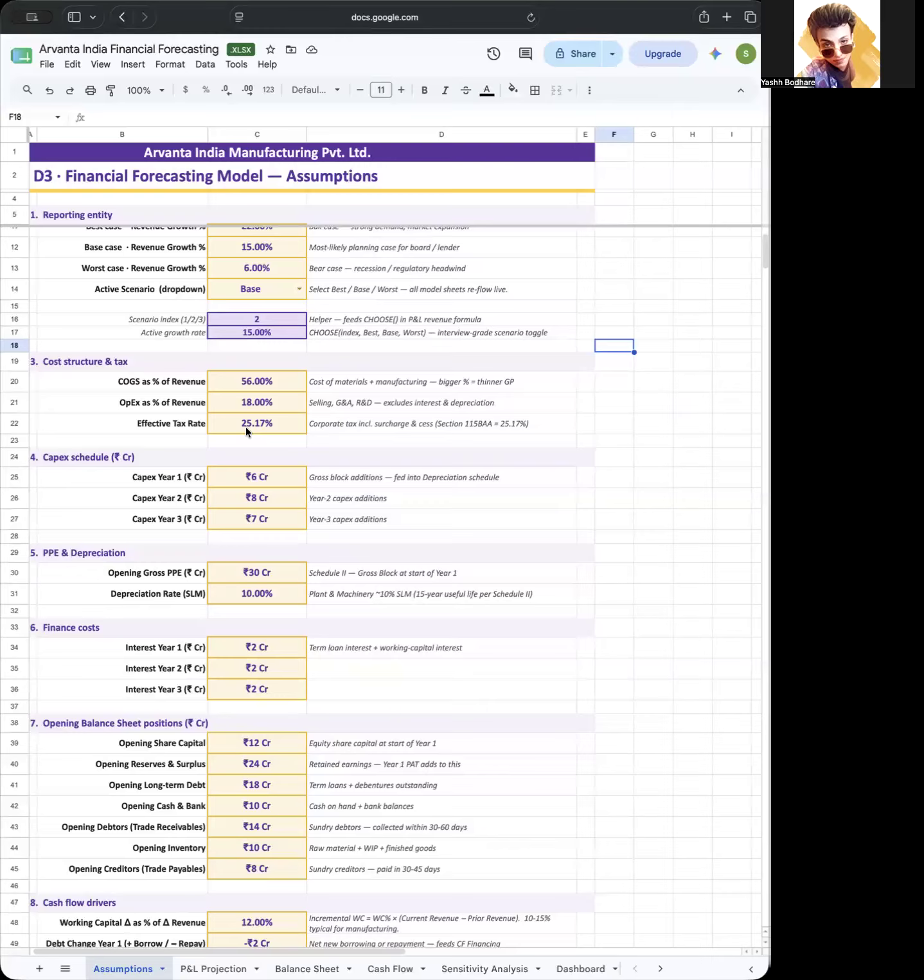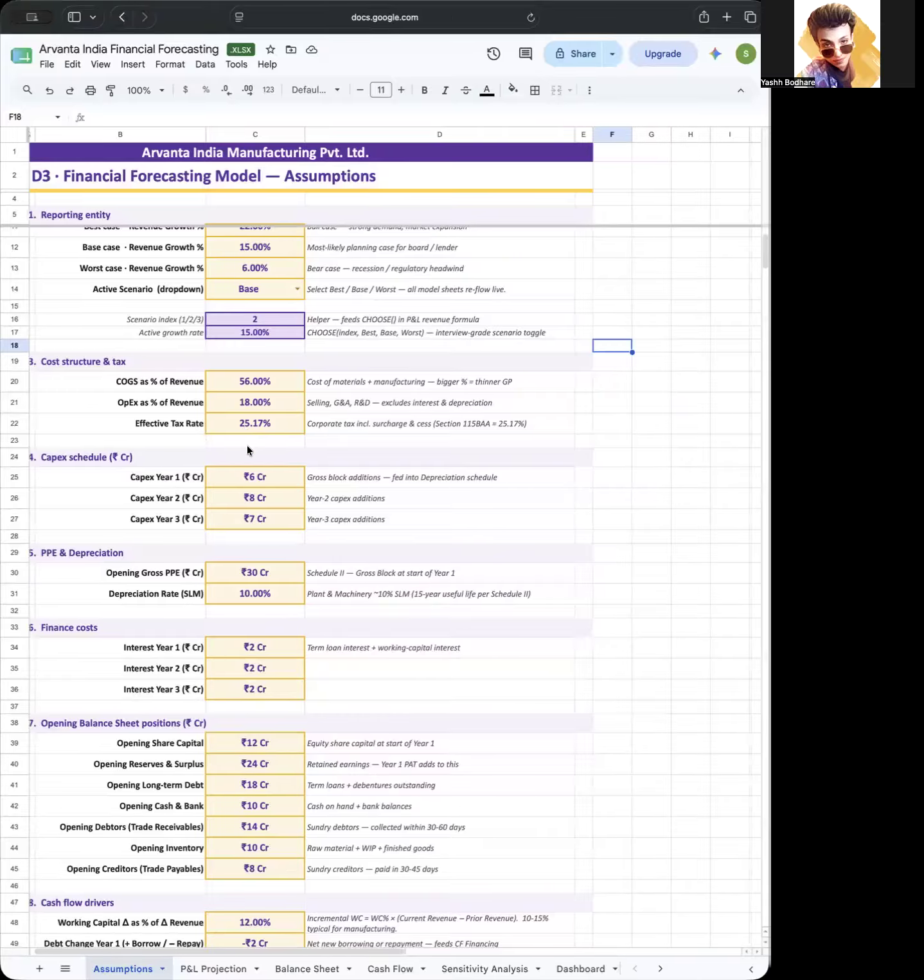The rate includes the applicable corporate tax surcharge and cess assumed for the company. The model calculates tax only when profit before tax is positive. So conceptually, tax expense is equal to profit before tax times the effective tax rate. Now, the effective tax rate is important because a company's operating performance does not directly equal profit available to shareholders. Taxes must first be deducted to arrive at profit after tax. In a simplified forecasting model, one effective rate is used across all 3 years for consistency.